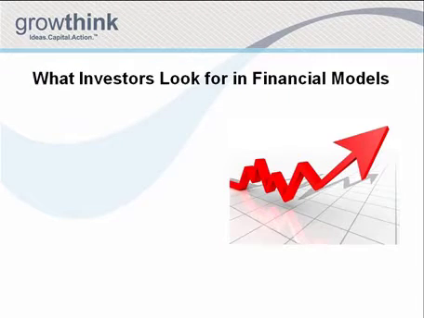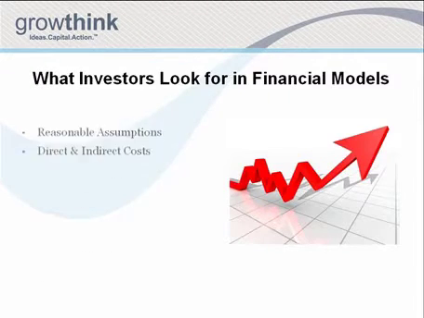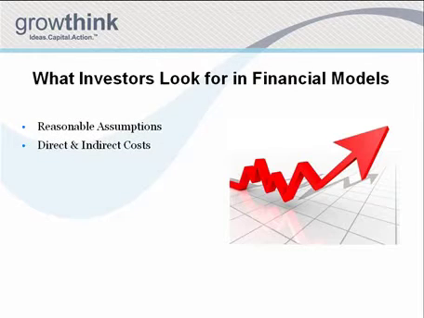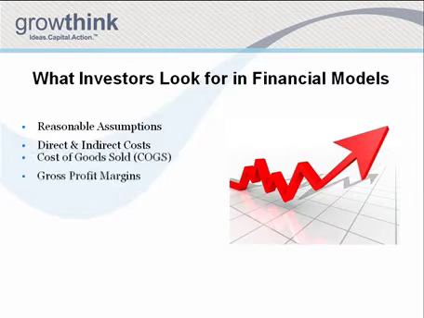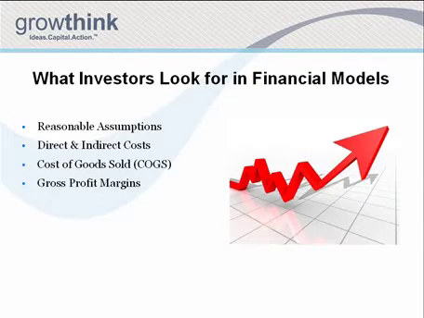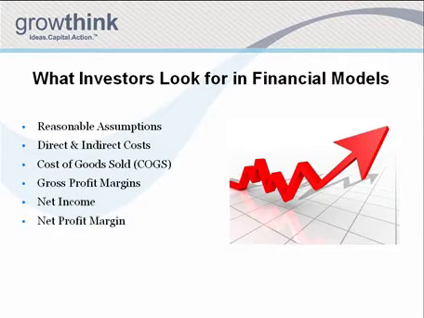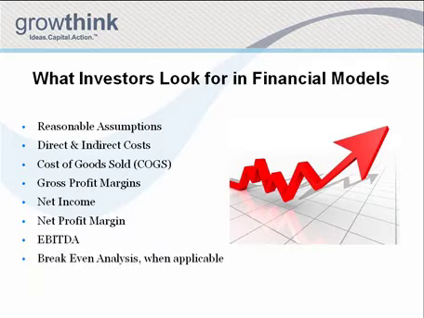Now, what specifically do investors look for in a financial model? First thing they do is they're going to look at reasonable assumptions. For example, if you say you're going to penetrate 80% of the market in year one, that's going to seem incredulous. They're going to look at your direct and your indirect costs. They're going to look at your COGS, which is your cost of goods sold. They're going to look at your gross profit margins. Clearly, they're going to look at your bottom line, which is your net income and your net profit margin. They're also going to look at your EBITDA. That's going to be explained in more detail later, exactly what EBITDA stands for. And also for a lot of businesses, they're going to look at your break-even analysis, how long it takes to break even.